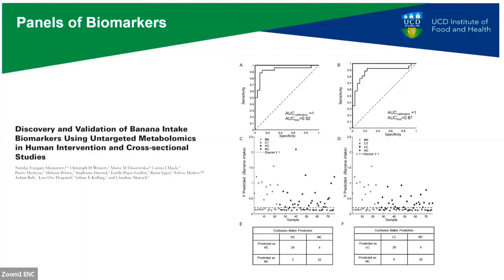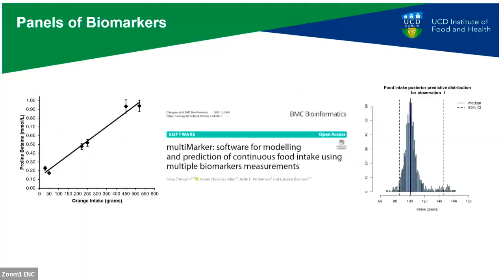Working with these panels of biomarkers opens up lots of different opportunities for us, but it's actually also quite difficult from a statistical point of view. If you remember back on the left-hand side, I showed the proline betaine example against orange intake. But what happens if you have multiple biomarkers against a continuous intake of a food? To address this, we developed a new framework called a multi-marker framework, a new statistical approach to model multiple biomarkers against a continuous intake of food.